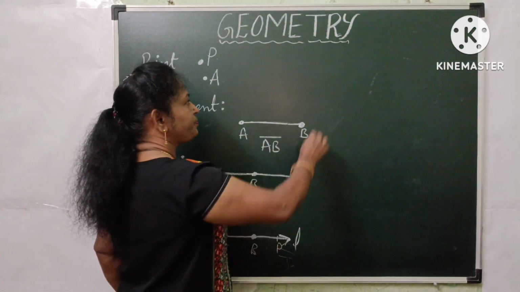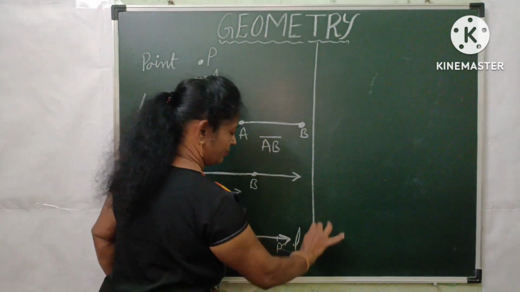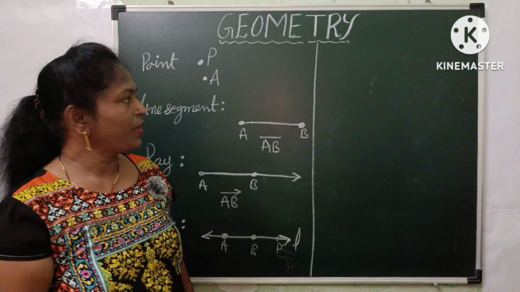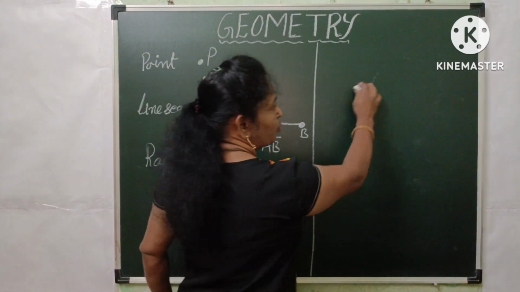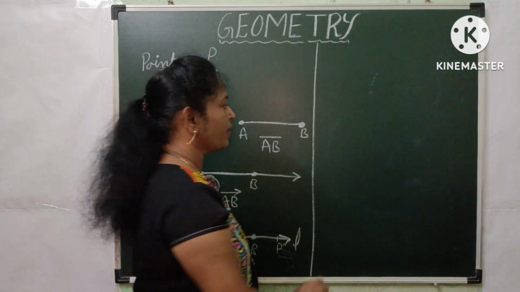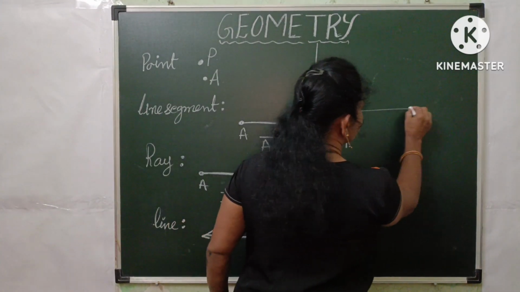Next one, plane. What is a plane? It is a flat surface. The board is also a flat surface. This is a flat surface.